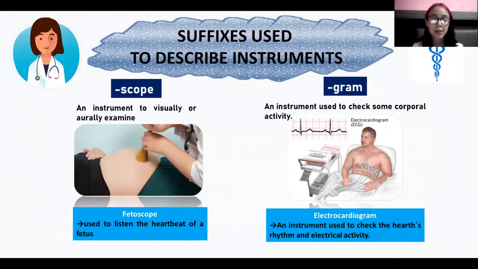And also, we have the suffix -scope. The meaning is an instrument to visually or aurally examine. An example of a scope is the fetoscope. The fetoscope is used to listen to the heartbeat of a fetus. And finally, we have the suffix -gram. The meaning is an instrument used to check some corporal activity. And an example is the electrocardiogram. The electrocardiogram is an instrument used to check the heart rhythm and electrical activity.